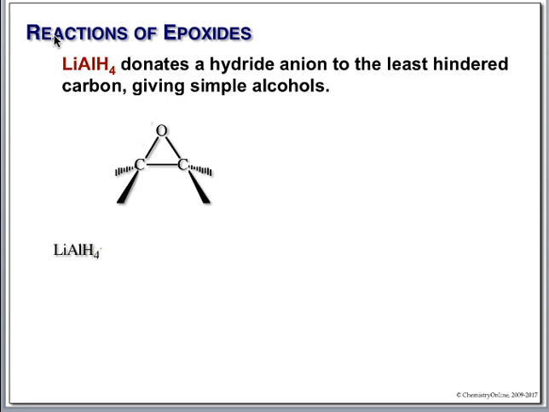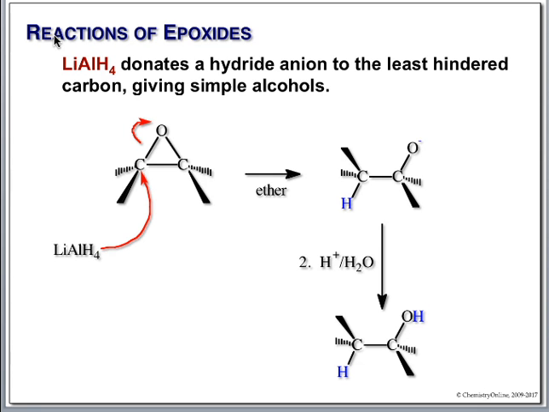And finally, our friend lithium aluminum hydride. We talked about this in the chapter on making alcohols. This is H minus. H minus is going to be our nucleophile. It's going to stick on as an H minus, work this up in aqueous acid, and again we have made a simple alcohol.